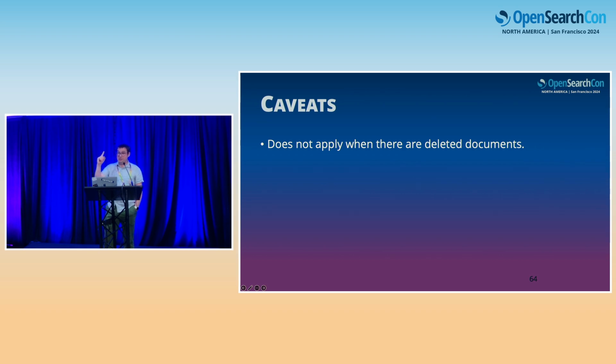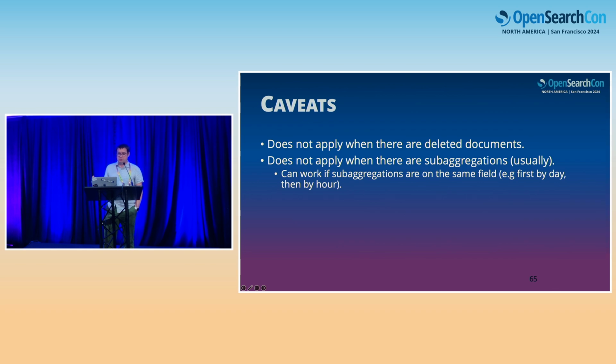But we do go per Lucene segment. Lucene has a segmented architecture, which I'm going to get into later. If one segment has deleted documents, we skip the optimization for that segment. But if all the other segments don't have deleted documents, we can still optimize them. So you still get most of the benefit.